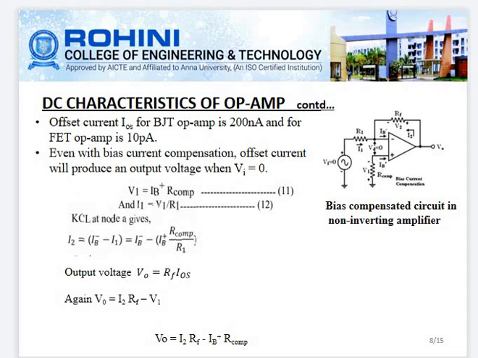Even with bias current compensation, offset current will produce an output voltage when Vi is equal to 0. V1 equal to IB plus into R compensation and I1 equal to V1 by R1. Applying KCL at node A gives I2 equal to IB minus I1 equal to IB minus IB plus R compensation by R1. The output voltage V0 is equal to RF into IOS, and V0 is equal to I2 into RF minus V1. V0 can also be written as I2 into RF minus IB plus into R compensation.